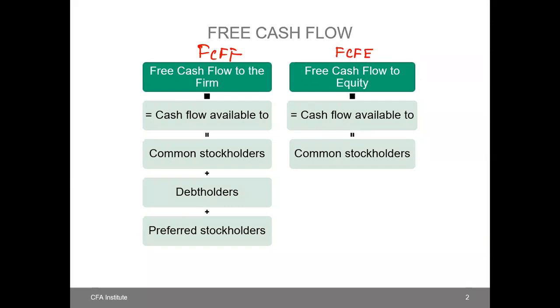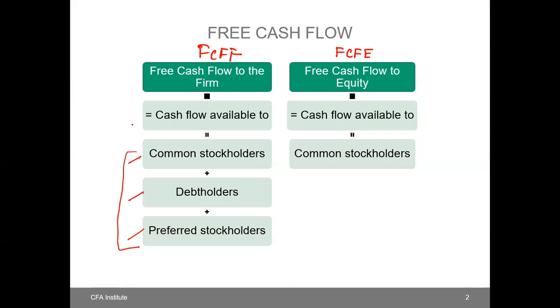So we understand the free cash flow is the cash available to all suppliers of capital to the firm. Suppliers of capital provide capital to the firm. And what is the cash available to all the capital suppliers of the firm? Okay, we know that common shareholders, debt holders, and preferred stockholders provide capital to the firm. So cash flow available to all of these parties will be known as the free cash flow to the firm.